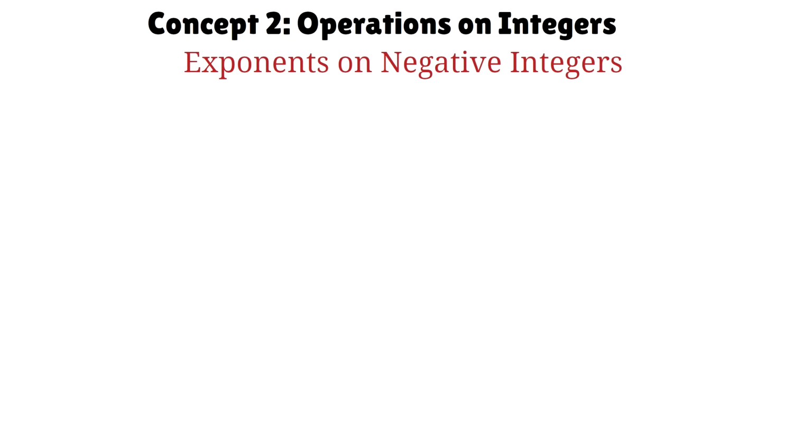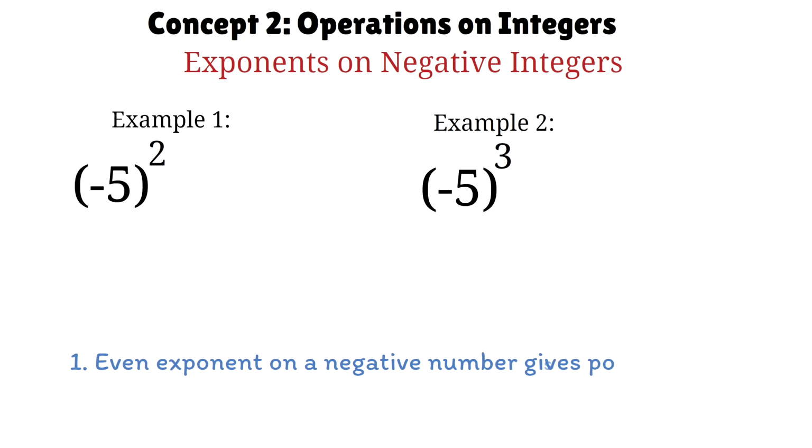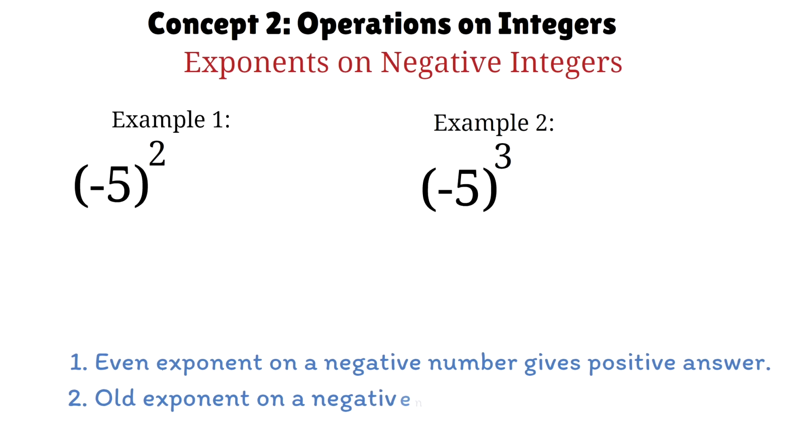Exponents on negative integers. We're looking at just negative integers because the idea of positive integers is just like whole numbers. So let's look at these examples. Let's first bring in the rules. 1. When you have an even exponent, example 2, 4, 6, on a negative number, your answer is always positive. 2. When you have an odd exponent, example 3, 5, 7, your answer is always negative.